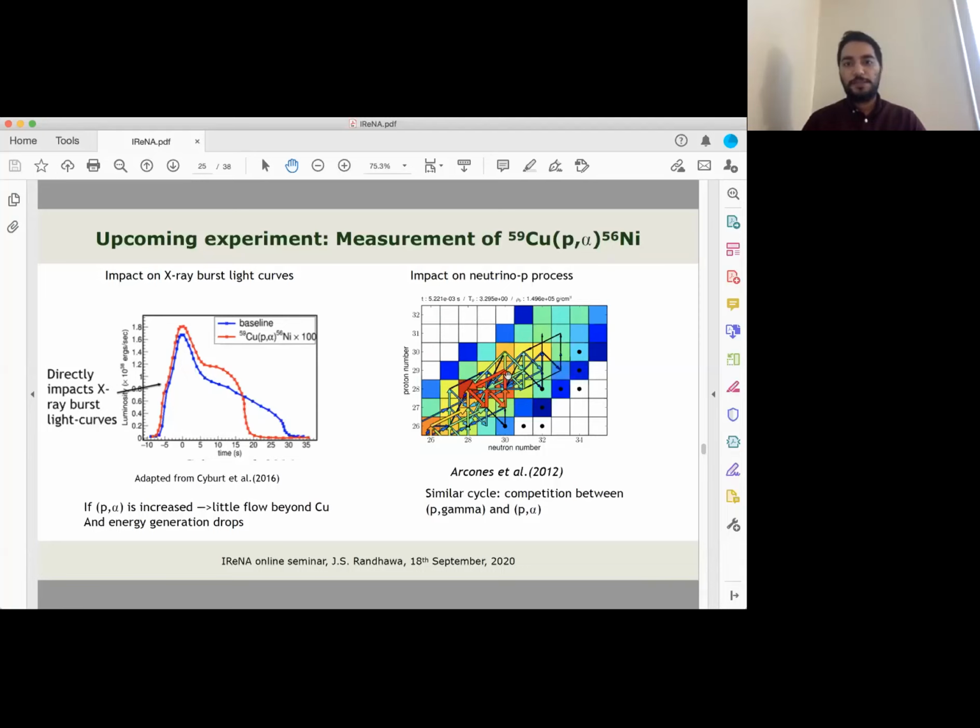A similar process has been studied in the neutrino P process by Arcones, and they also said that it's a competition between P gamma and P alpha, which leads to the copper nickel cycle. So that's why it's important to study this reaction cross section, the P alpha. P gamma is also equally important, but I think that will be another important reaction that SECAR might be trying to do in the future.